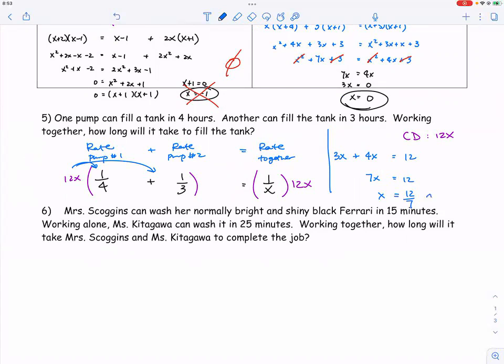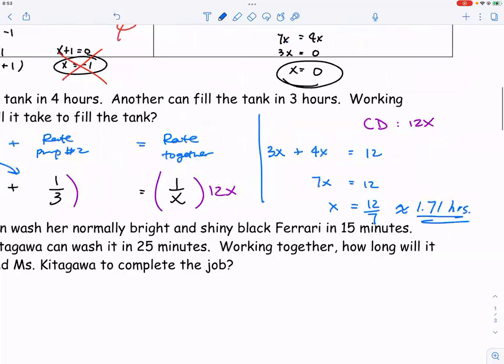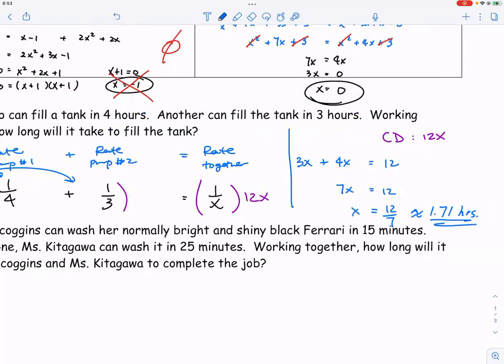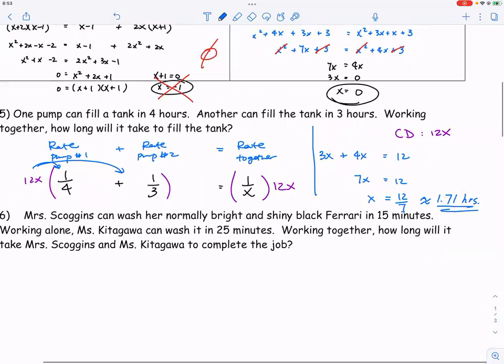you don't need to do this, but since I have a calculator next to me, the number is 12/7, or roughly 1.71 hours. You can just give me the fraction, but I'm giving you the number so that you have an idea how working together will be faster than working individually.